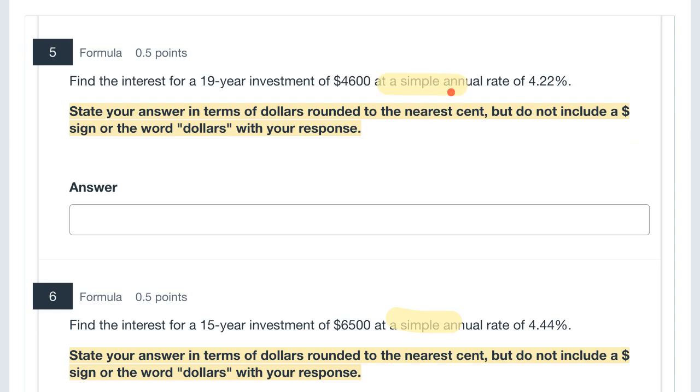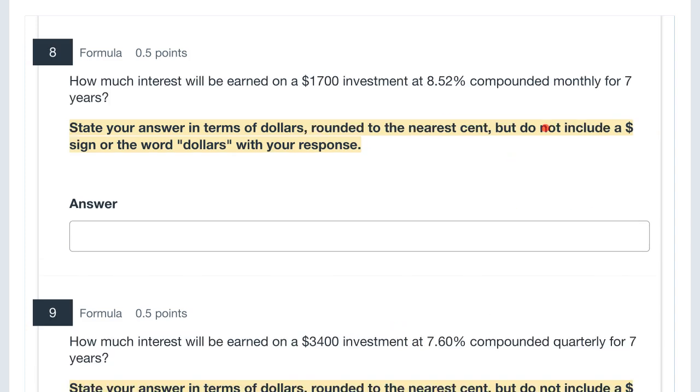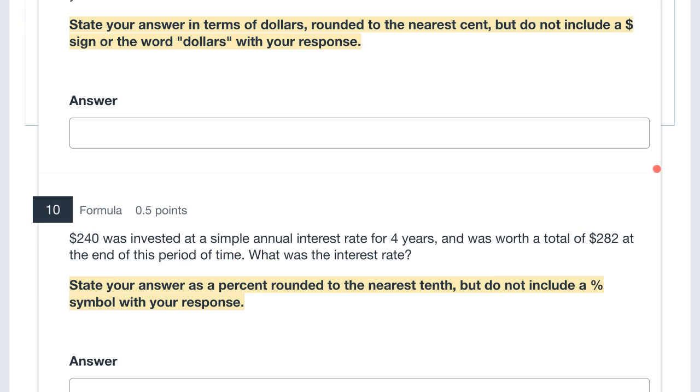Every single one of these will say simple or compounded. Number 8 here, right? This one says compounded. 9 says compounded. Number 10, it says simple. Right? Every single one of these will say simple or compounded.